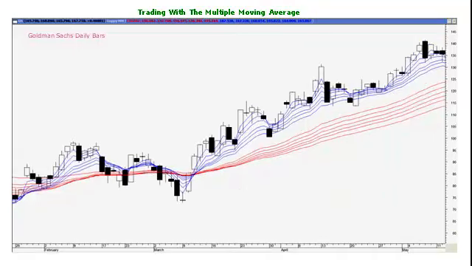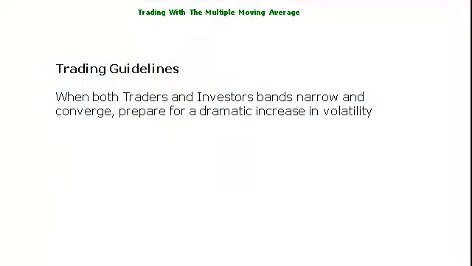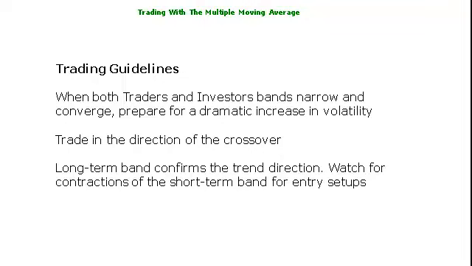And just once again, plotting the price bars over the top, even if you traded this as a signal, it's really not too shabby, because you're probably in the trade by this bar here. Now, our guidelines for trading this: we're looking for a situation where both the traders and the investors' bands are narrowing, and when they converge, prepare for an explosive move. Trade in the direction of the crossover, that's almost obvious. Long-term band confirms the trend direction. Watch for contractions of the short-term bands if you want to get into trades on pullbacks.